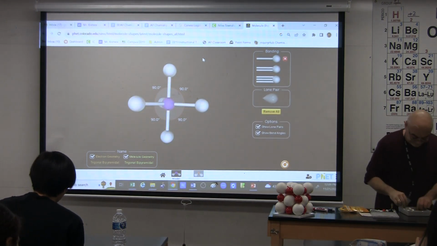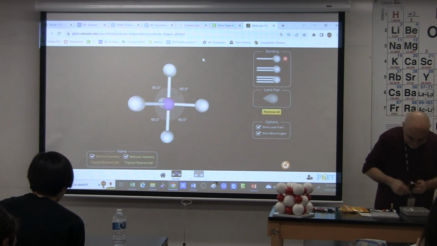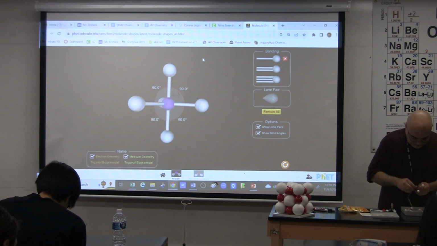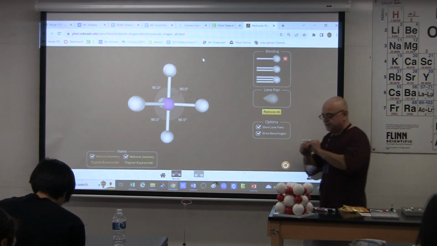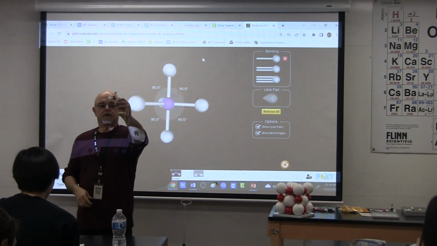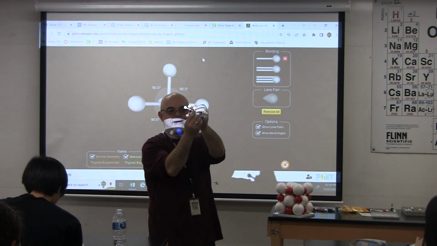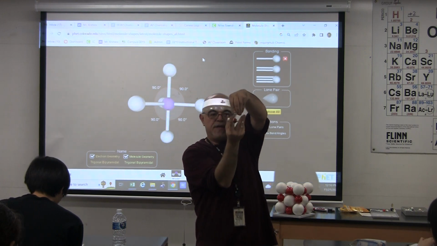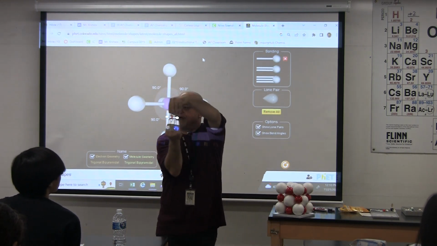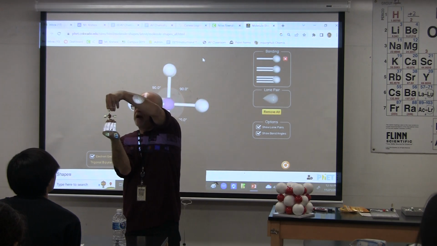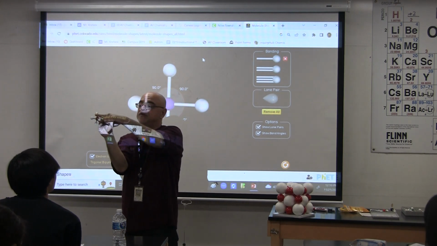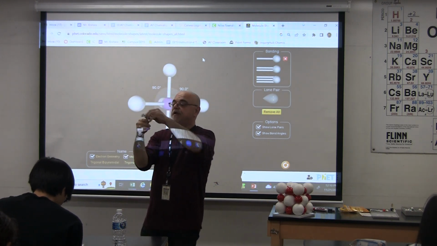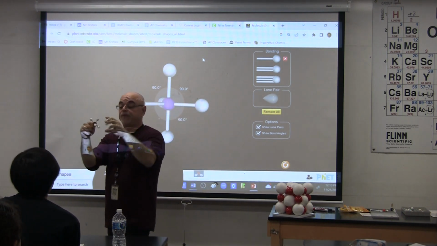What does that look like? I'm glad you asked. It looks like this. Here's a pyramid. Here's a pyramid. It's a bipyramid. There's two pyramids. They have a common triangular base. The angles inside are just the triangle angle of 120. The angles here are 90s, and across this area is 180.